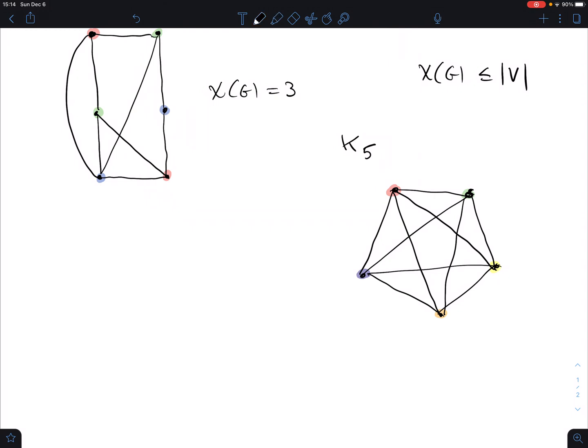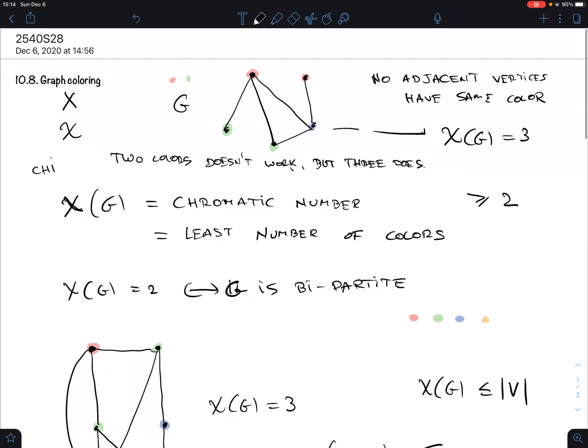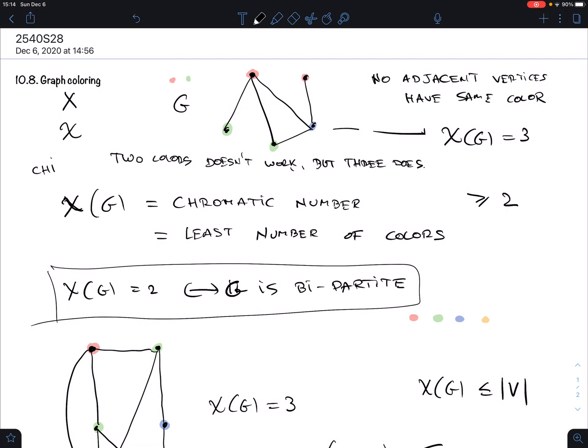So here we see that the chromatic number is 5. Okay, so it can be as bad as the number of vertices, and it can be as good as 2, namely the bipartite graph. So it's between 2 and the number of vertices, and somewhere in between are all the possibilities.